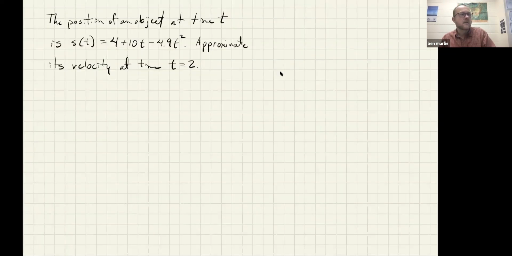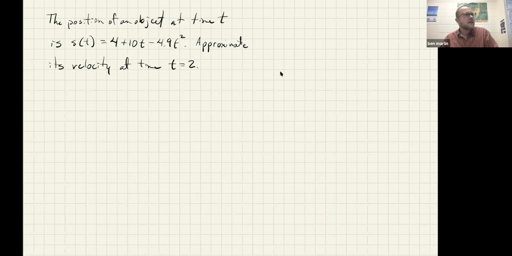Okay. So here we're given a problem. The position of an object at a time t is s of t equals 4 plus 10t minus 4.9t squared. Now, if you've done some physics before, you recognize that 4.9 is 1/2 of 9.8. So in other words, we've got 1/2 g t squared appearing in here. The 10 is going to be the initial velocity of some projectile that's being fired upward. If it was being fired downward, then it would have a -10 instead of a +10. And the 4, it's going to be fired from a height of 4 meters.